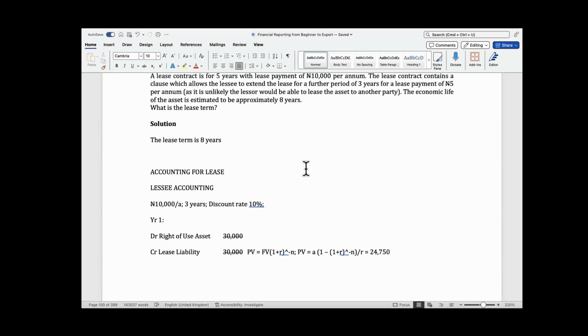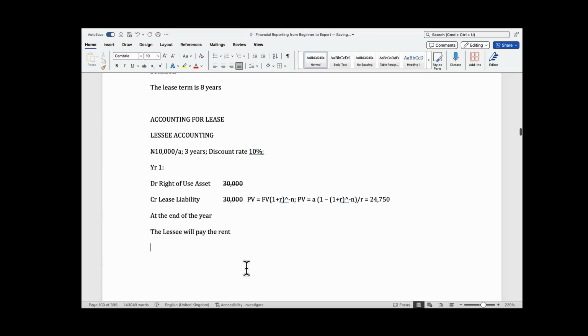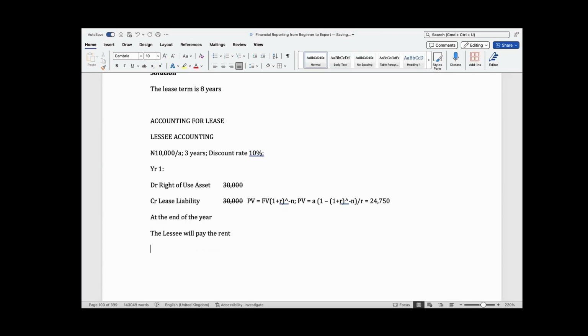Now let's go to the end of the year. What happens at the end of the year is that the lessee will pay the rent. At the end of the year, he will pay rent. And when he pays rent, who can tell me what entry we are going to pass?